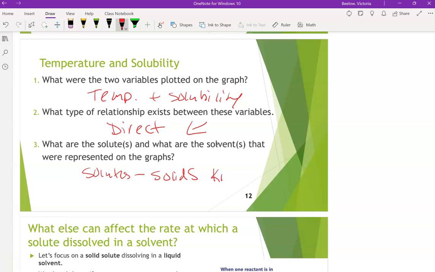Okay, so they had KNO3. So a lot of these are ionic compounds. So instead of NaCl, like sodium chloride, we have RbCl. And then the solvent is water.